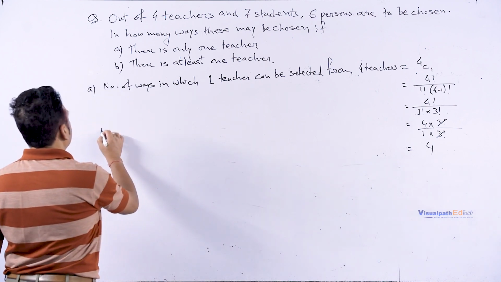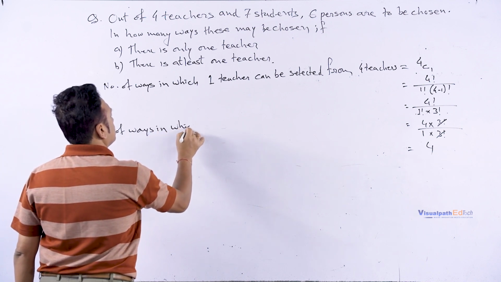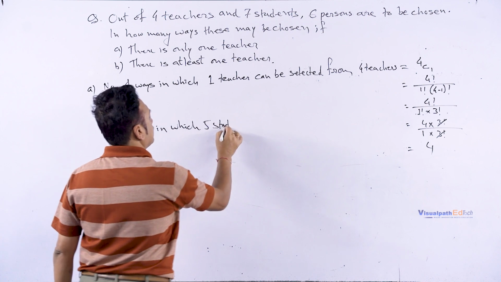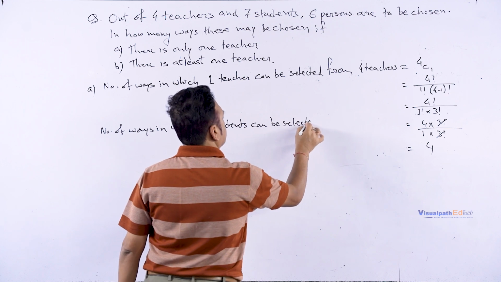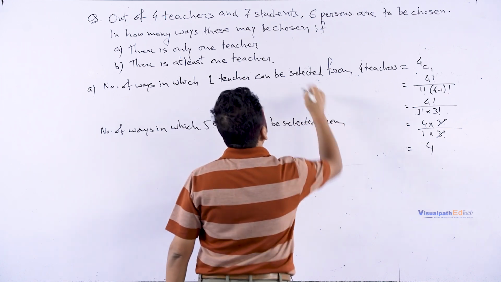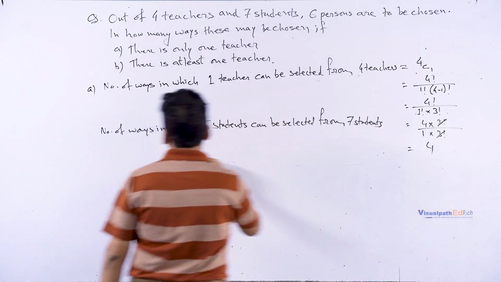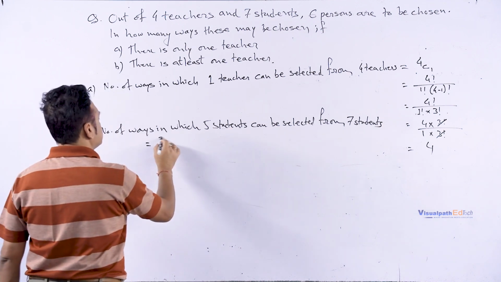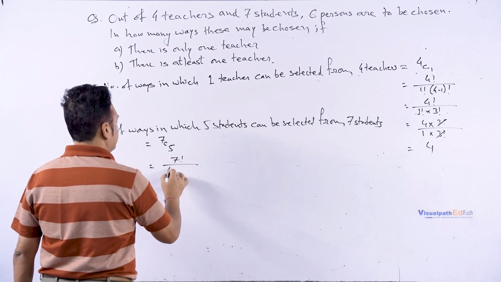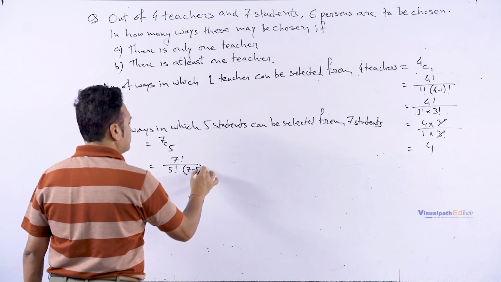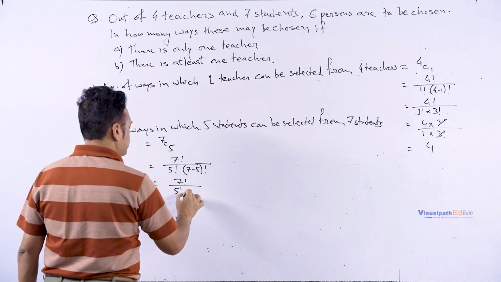And the number of ways in which 5 students can be selected from how many students? 7 students. The number of ways in which 5 students can be selected from 7 students is 7C5, which is factorial 7 by factorial 5 into factorial 7 minus 5. This can be written as factorial 7 by factorial 5 into factorial 2.